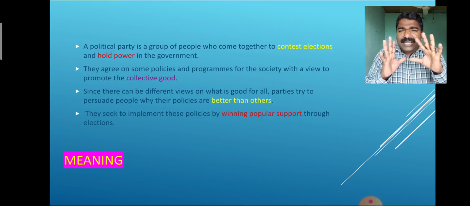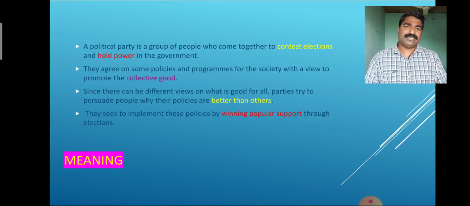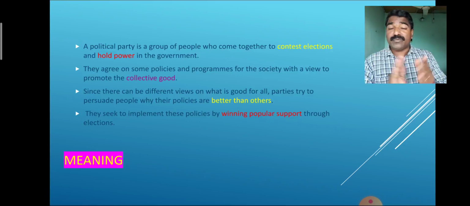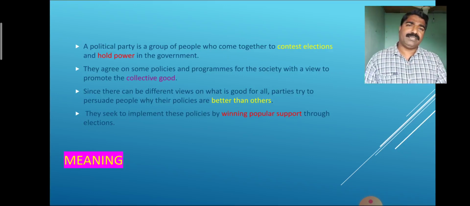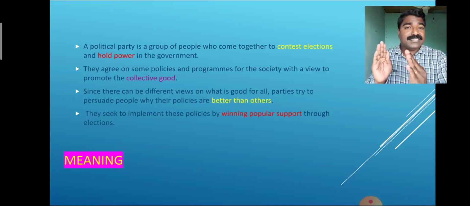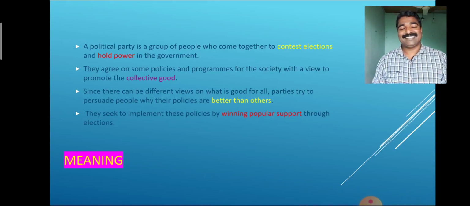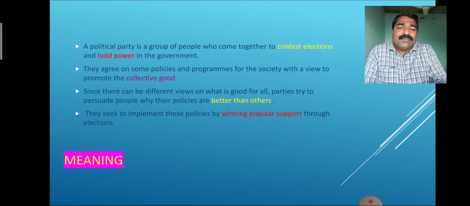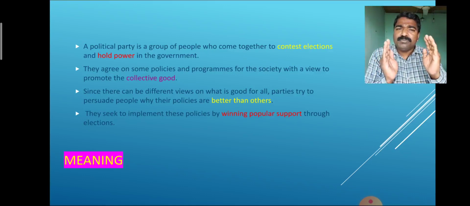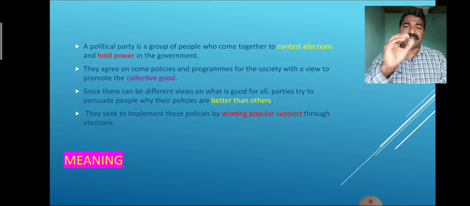First, we try to understand the meaning of a political party. Okay, we know that in some areas of India, especially remote areas, ordinary people or less educated people may consider democracy to be equal to political party. What they see as political party is the democracy. Therefore, it is very important to understand the meaning of a political party.